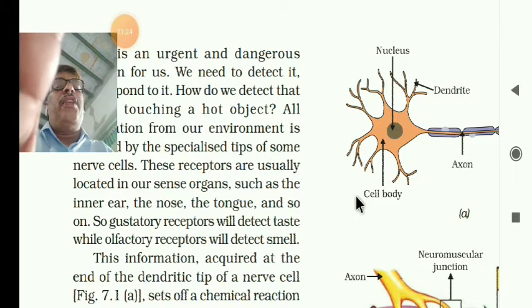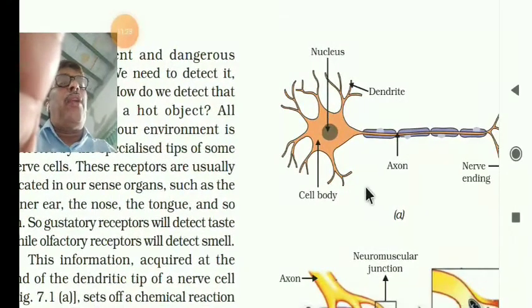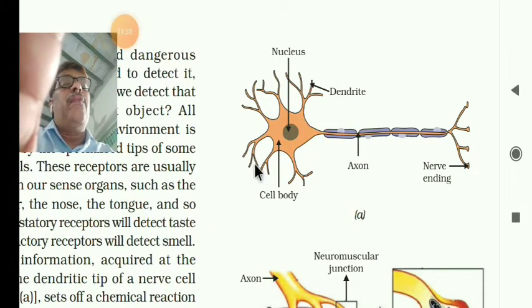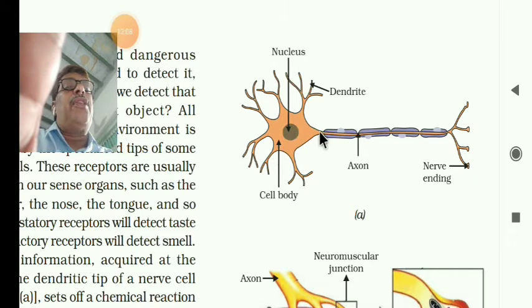Now, in the ninth class you also learned this important one: the nerve cell, the neuron. There are two processes in this structure, one short process and one long process. The short process contains the dendrites, the center part is the nucleus, and these are the cell body. The long process contains the axon, and this one is the nerve ending.